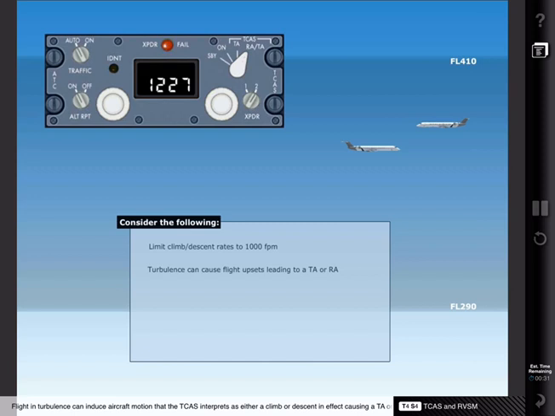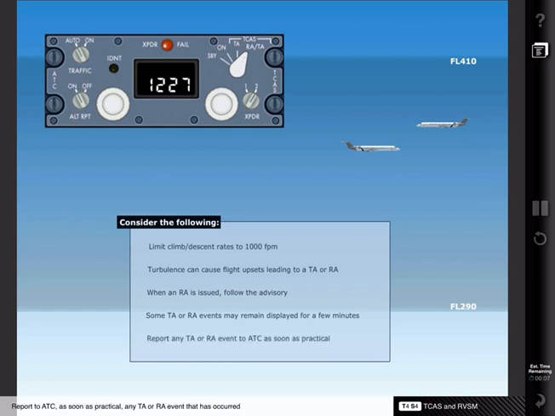Flight in turbulence can induce aircraft motion that the TCAS interprets as either a climb or descent, in effect causing a TA or RA. When an RA is issued, follow the advisory in accordance with approved procedures. Some TA or RA events may remain displayed for a few minutes, depending on the circumstances, if the closure rate is very slow. And report to ATC as soon as practical any TA or RA event that has occurred.